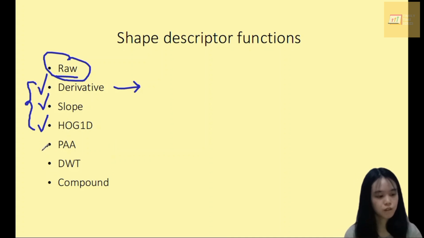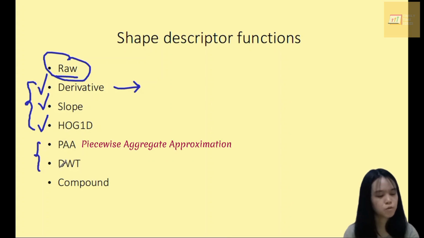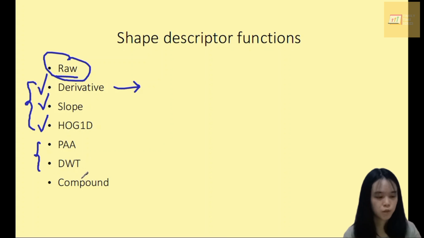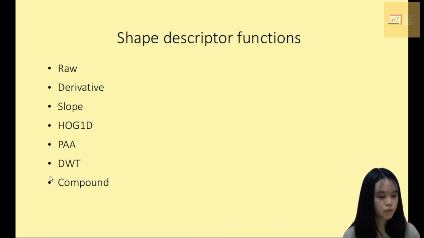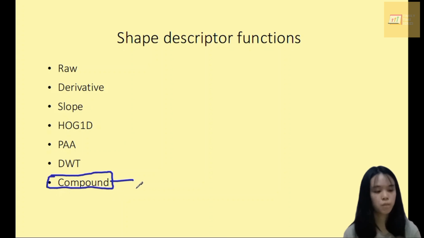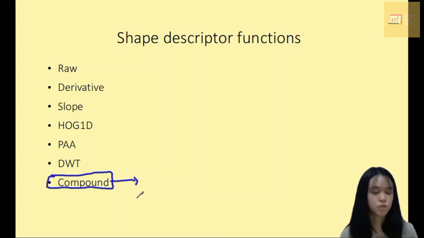And then the other two are PAA, which is piecewise aggregate approximation, and DWT. Don't mix this up with DTW though. So DWT is discrete wavelet transform. And the last descriptor function is compound. So with compound, we use combinations of shape descriptor functions.